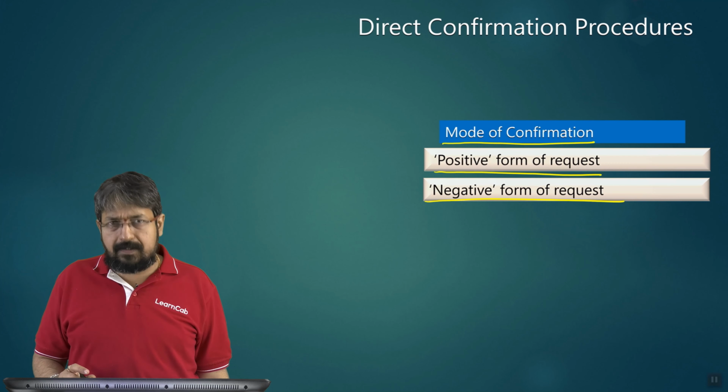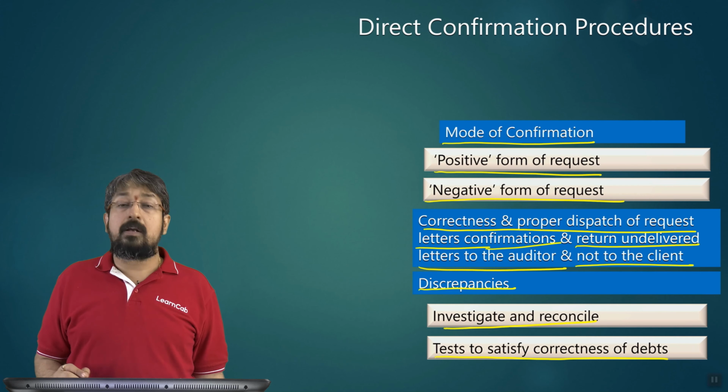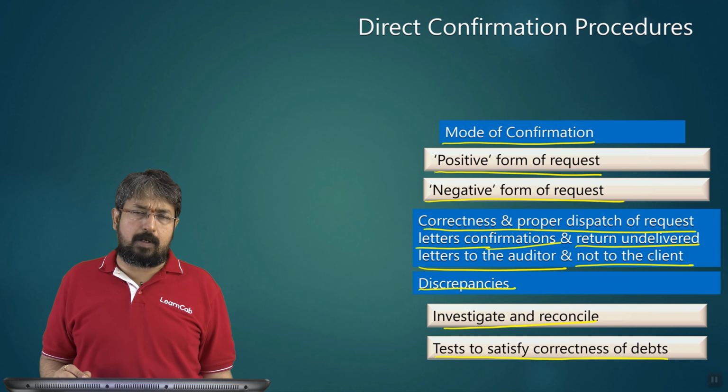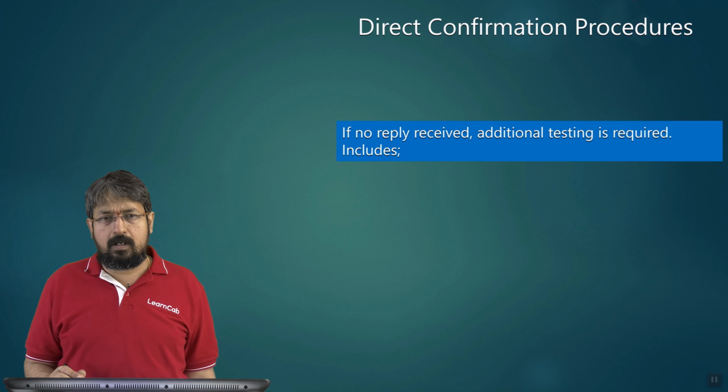Ask why there is a difference, and ensure tests to satisfy the correctness of the debt. Whether the debt is correct or not, you can always ascertain by looking into the confirmations which you receive from the customer. The customer himself will tell, yes, I am liable to repay. Then he is liable to repay, that's it. He is openly acknowledging that yes, I am liable to pay. So, it shows the genuineness of the transaction. In fact, the existence of the trade receivable, that's what you can ascertain.